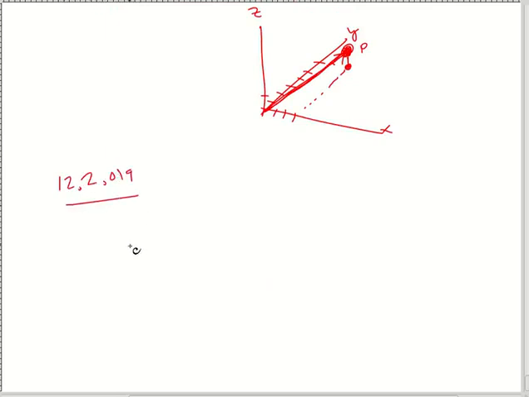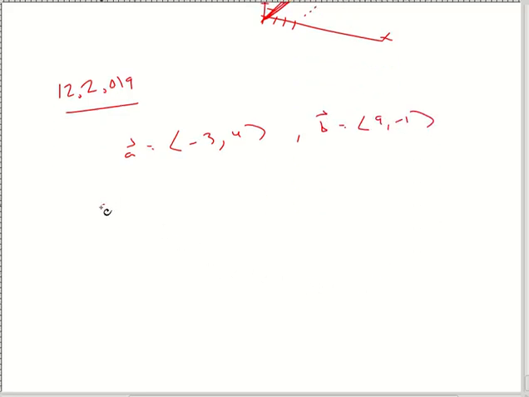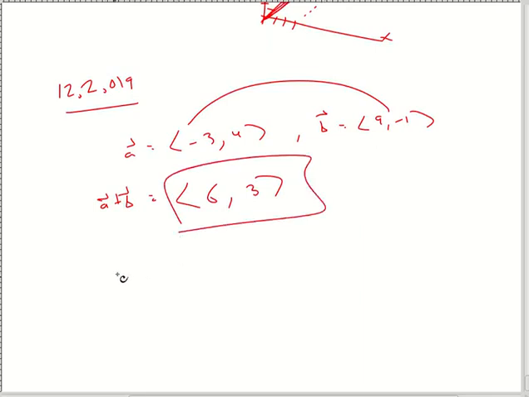122019. It's kind of funny. I feel like they use the same numbers again and again. So a is negative 3, 4. b is 9, negative 1. So they want a plus b. That was easy enough. When you add them together, I got 6 and 3. So there you go. That was super easy.